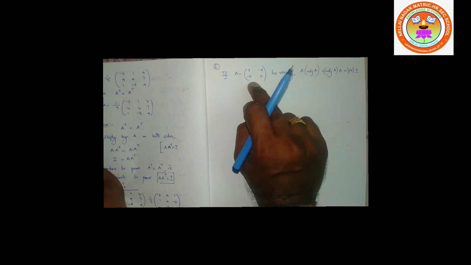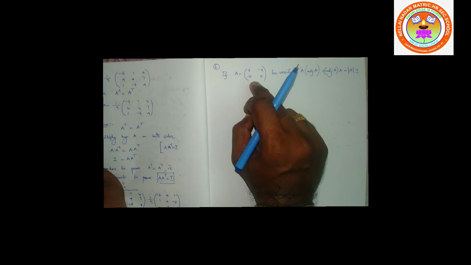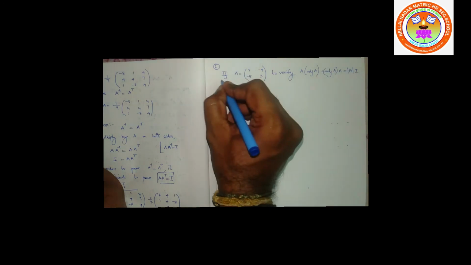Sixth sum. If A is 8, minus 4, minus 5 and 3, verify that A into adjoint of A is equal to adjoint of A into A is equal to determinant of A into I. This is the easiest sum, a 3 mark sum. If they were to give a 3 cross 3 matrix instead of a 2 cross 2 matrix, the sum would become 5 marks. Since 2 cross 2 is present, we will take this as a 3 mark sum.